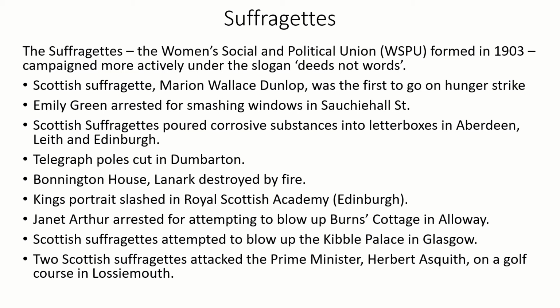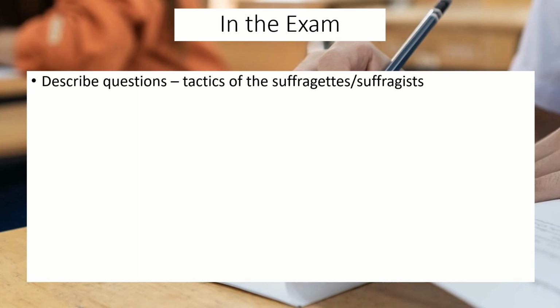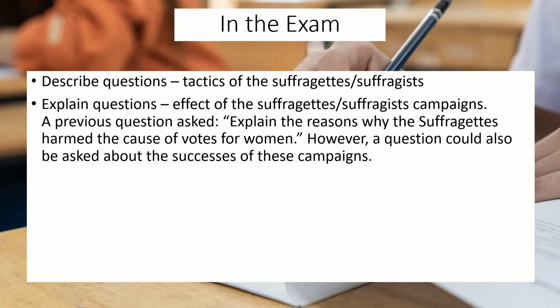So you can see there's a strong contrast between that and suffragists who were peaceful and suffragettes who were a lot more violent. So in the exam, there are a variety of different questions you can be asked. If it's a describe question, there's a limited number of things they can ask you, so it's most likely to be something along the lines of describe the tactics of the suffragettes or describe the tactics of the suffragists. You only need to know 4 for that, so just 4 tactics that the suffragettes or the suffragists used.